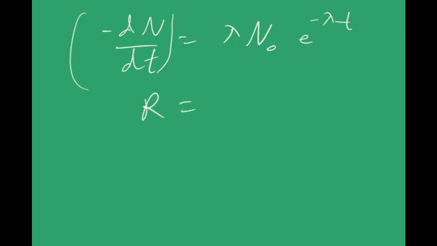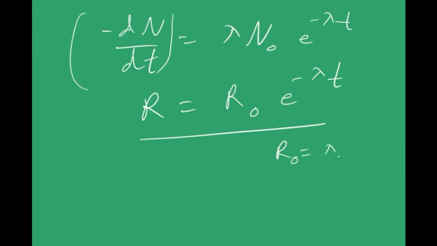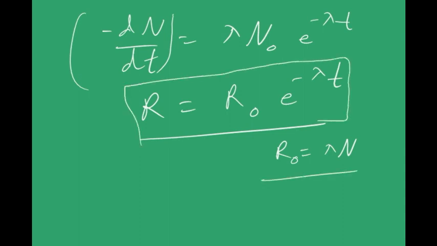And what is lambda N naught? It is the initial rate at time instant 0. That is what we started with, right? So, the same equation becomes this one. So, when R naught is equal to lambda N naught, that is the initial rate at time t naught, then this is the equation which gives the rate at any particular instant of time, or I'd rather write this as R of t as a function of t.